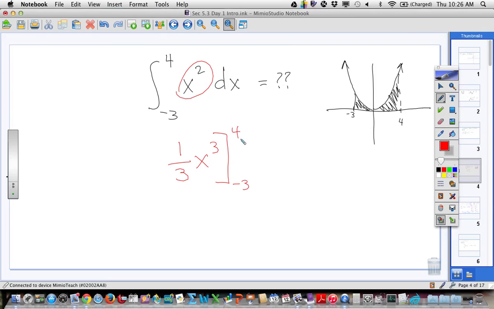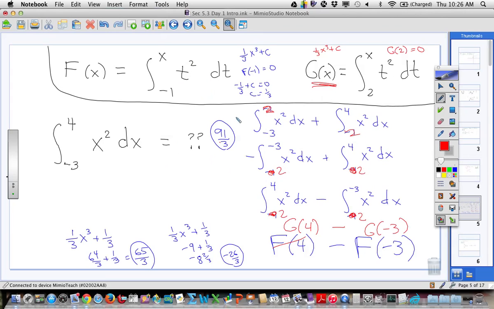Okay, we just did 1/3 x cubed. We did the antiderivative, right? So the dx just went away. The integral sign's gone away because we're doing what it said, which is, let's do the antiderivative. Any old antiderivative will do. And then plug in a 4.